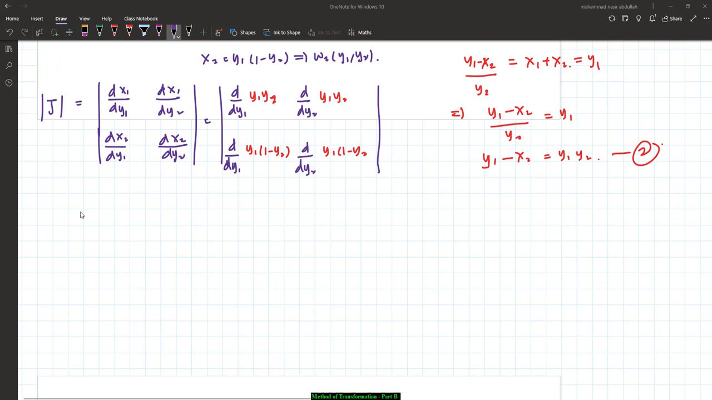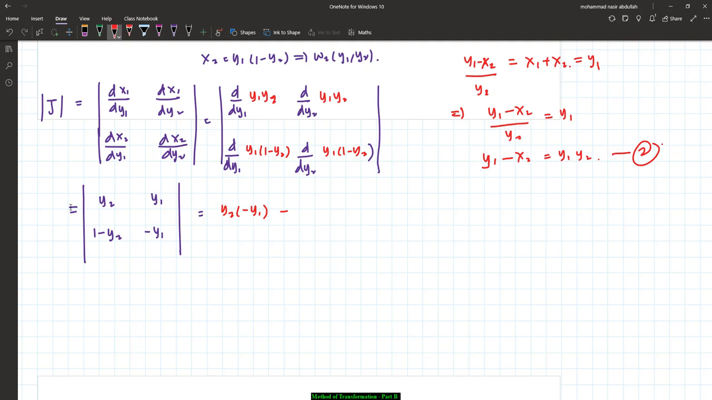Okay, so solve it. With respect to y1, we leave y2. With respect to y2, we leave y1. Then with respect to y1, we are left with 1 minus y2. With respect to y2, everything else is gone, we are left with negative y1. So this one is left-right minus right-left: y2 multiplied by negative y1, minus y1 multiplied by 1 minus y2. So it equals negative y1 y2 minus y1 plus y1 y2, which is equal to negative y1.